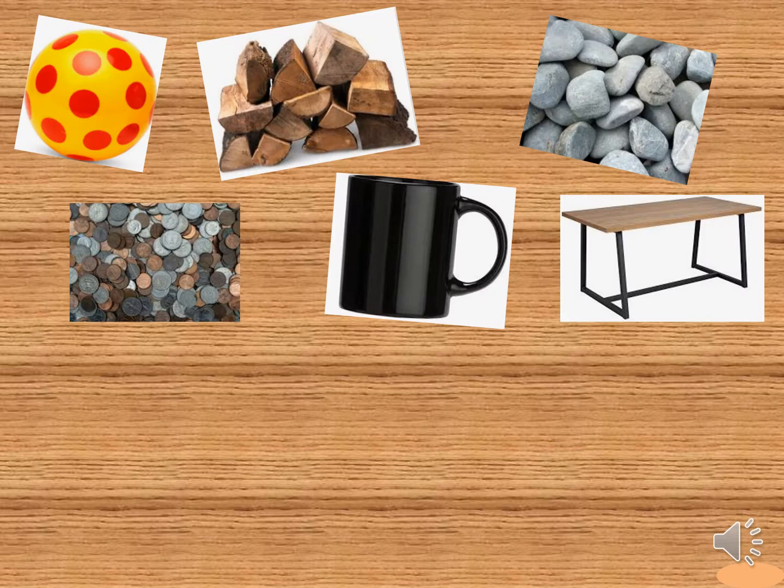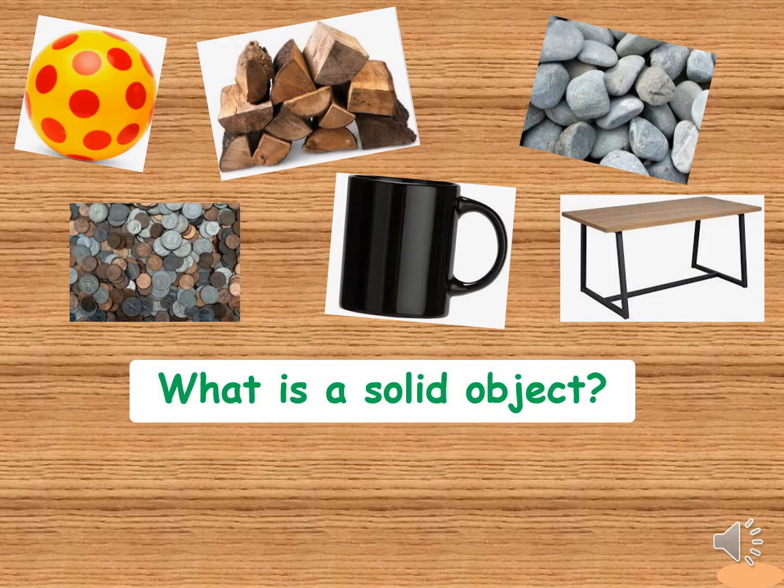Now I want you to have a look at the pictures that I have on the screen. I have a picture of a ball, of planks of wood, of rocks. I have coins. I have a mug, and I have a wooden table. And I am going to describe these objects as being solid. These are all solid objects. Now, what do you think I mean when I say a solid object? What is a solid object?